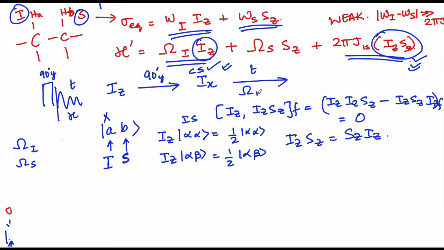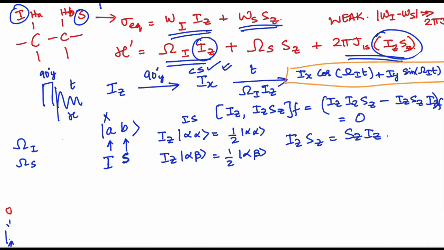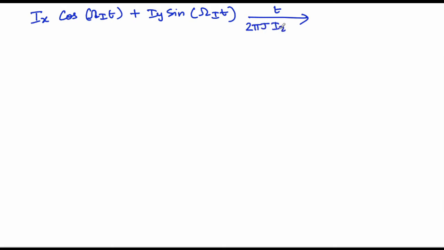So the chemical shift is going to be given by omega I times Iz. So what are you going to get? Ix cos of omega I times t plus Iy times sine of omega I times t. So this is the solution you get. Now that you have gotten this, the next step is to apply scalar coupling. So your density matrix now looks like Ix cos omega I t plus Iy sin omega I t. And now you have to apply, for a duration t, the operator 2 pi J Iz Sz.